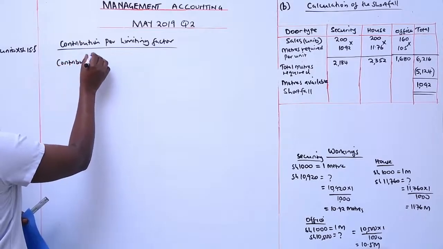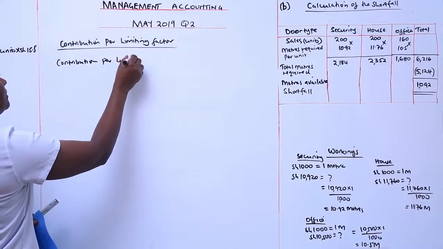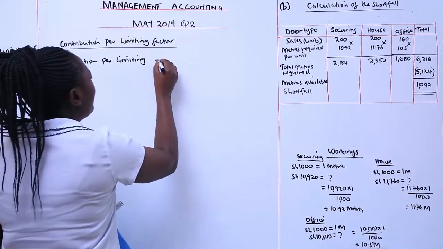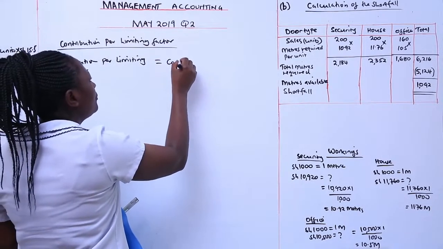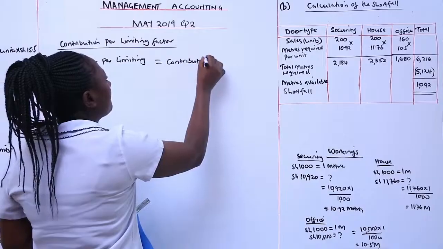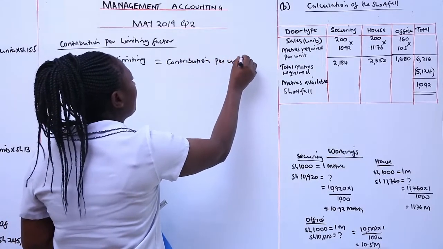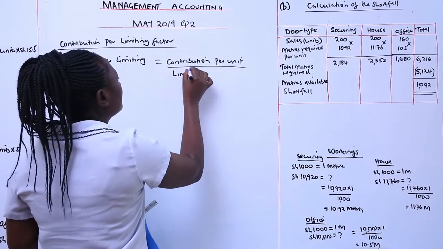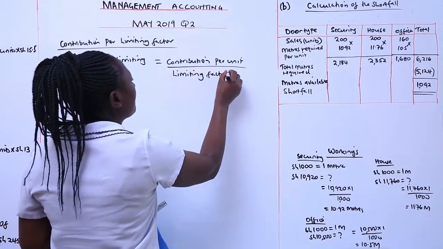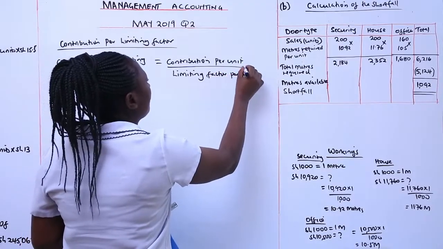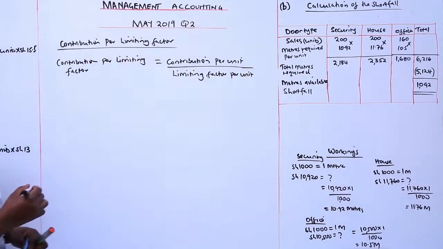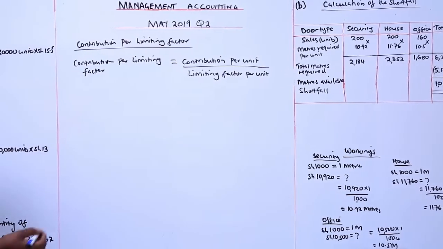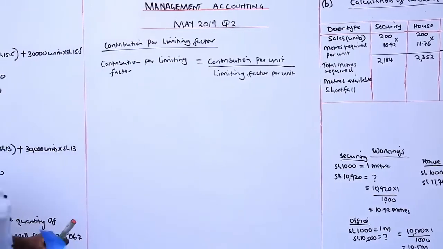contribution per limiting factor equals contribution per unit. We divide this by limiting factor per unit. So to calculate contribution is just selling price per unit minus variable cost per unit.